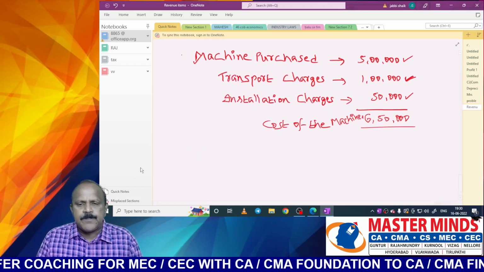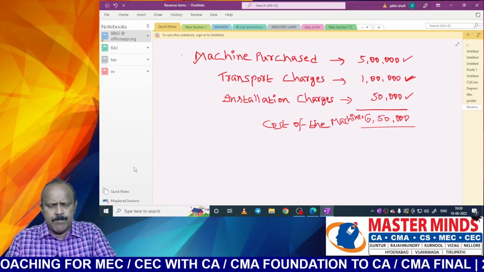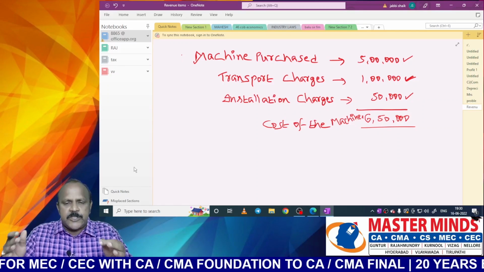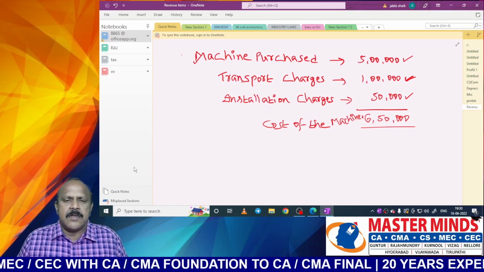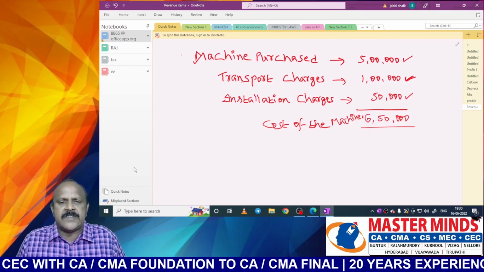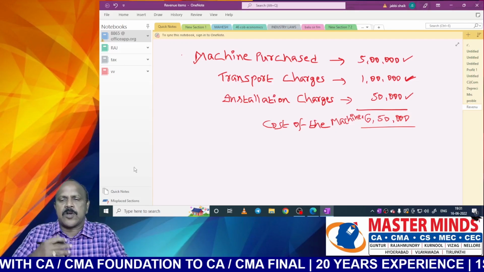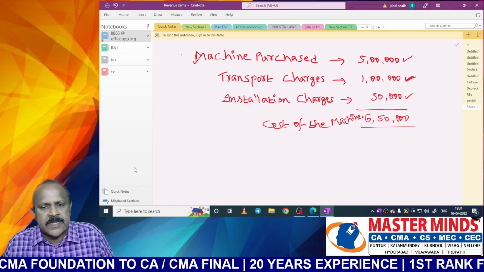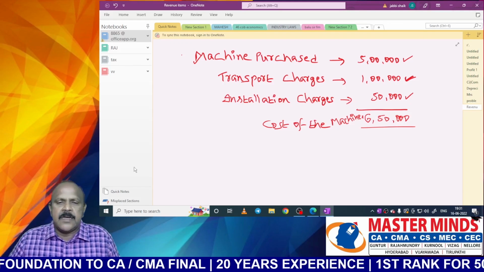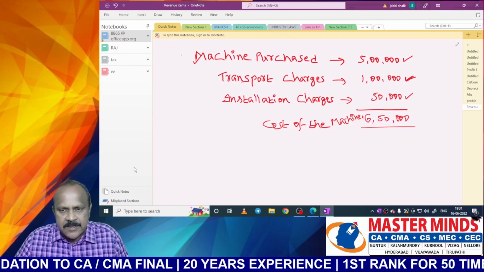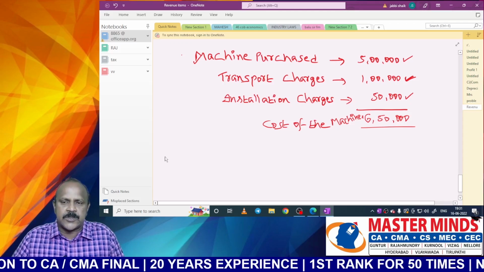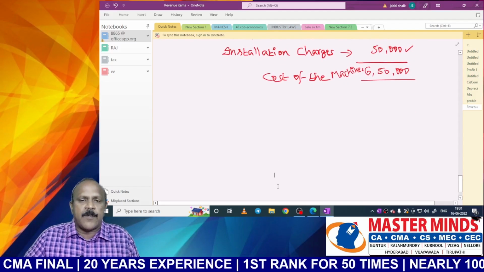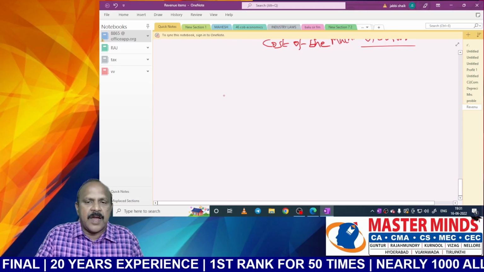And next, what I mean to say is, essential expenses incurred on the purchase of a fixed asset are added to the cost of the fixed asset. That is why those expenses should be classified as capital expenditure.